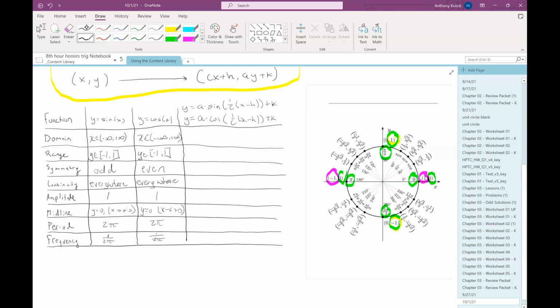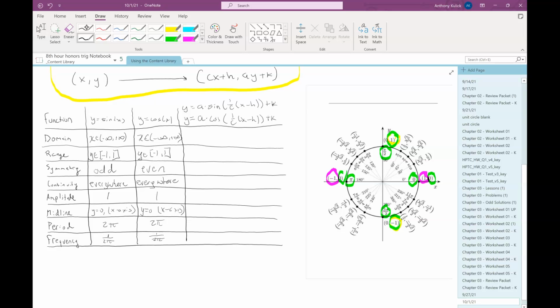We can reflect across the x or y axis. We can vertically or horizontally stretch or shrink. And then we can shift things up and down or left and right. Everybody agree with that? So let's think about the effect that those are going to have on domain, range, symmetry, continuity, etc. Okay? So we're going to do the second column for each of these transformations. Everybody cool with that?